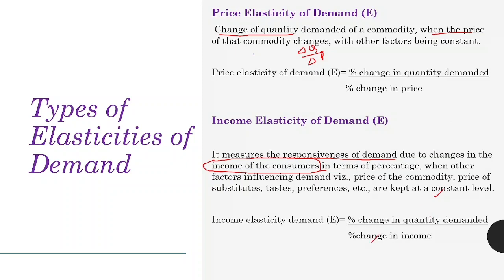So all the formulas of elasticity are basically the same, just we are changing the denominator. Like in price, we have percentage change in price. In income, we have percentage change in income. So this was price elasticity and then income elasticity.